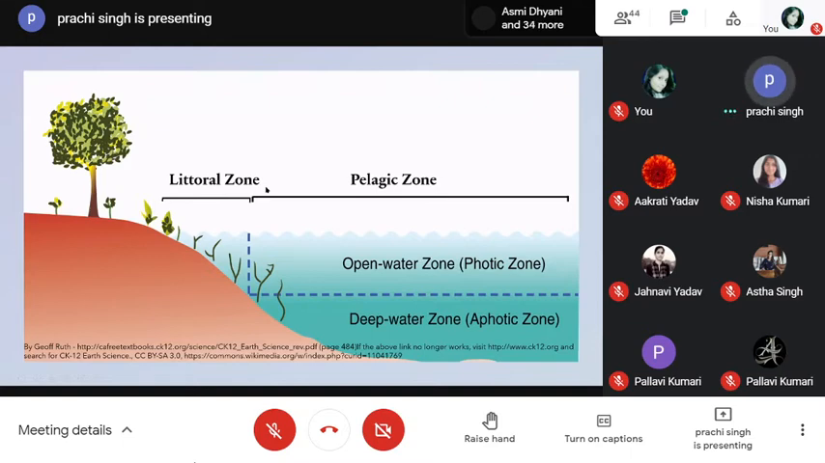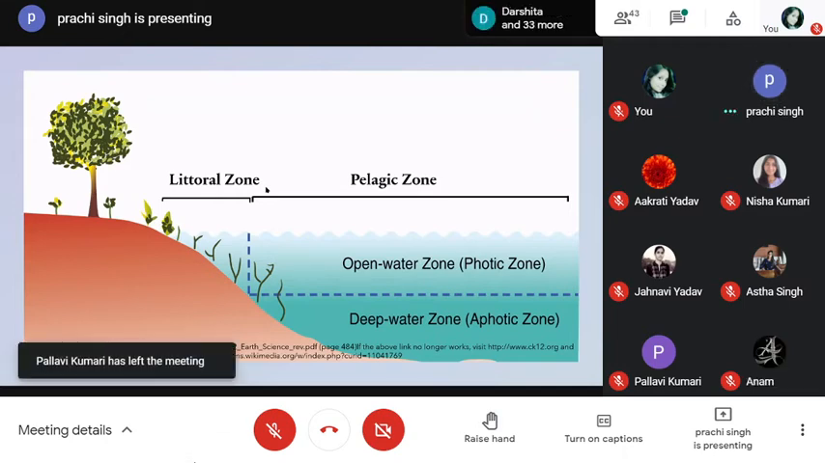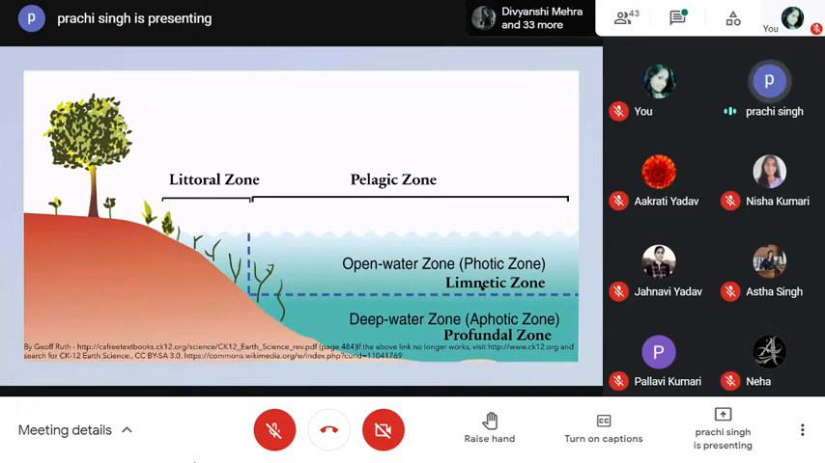Is that clear? Does anyone have any doubt about the zones here? No, ma'am. Fine. So okay, now before marine, we must discuss the types of ecosystem that are there.